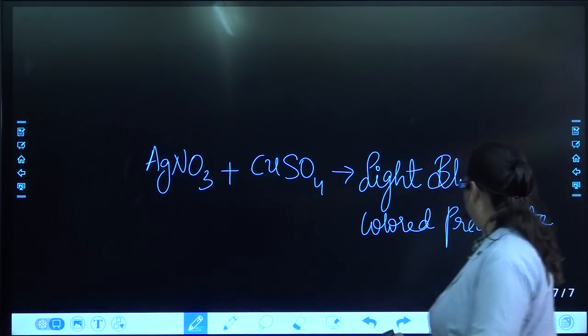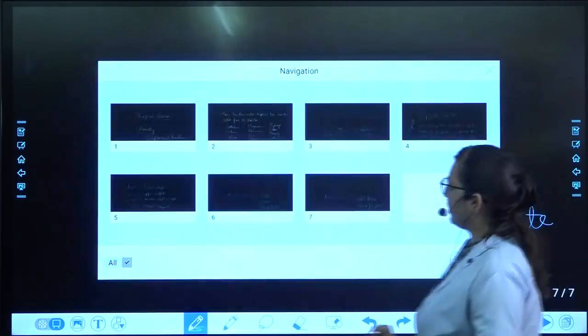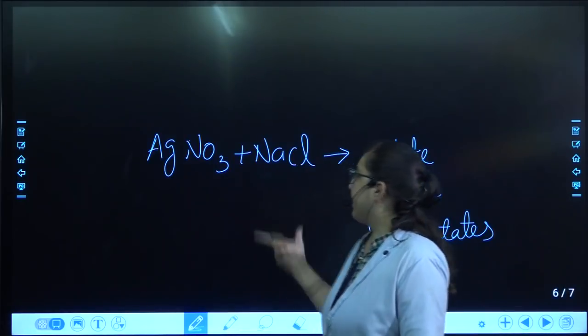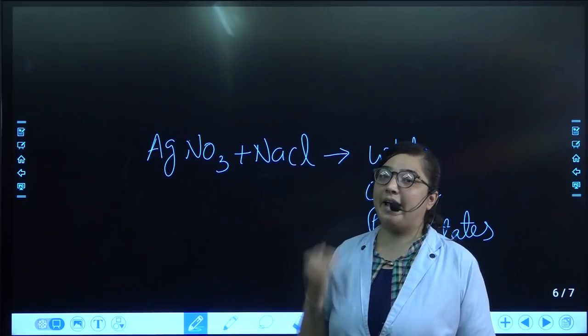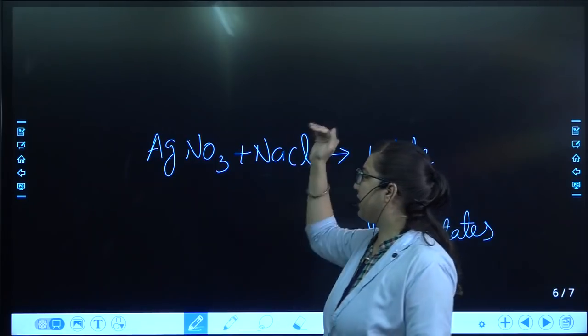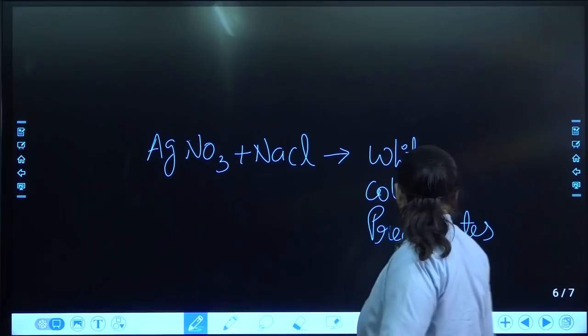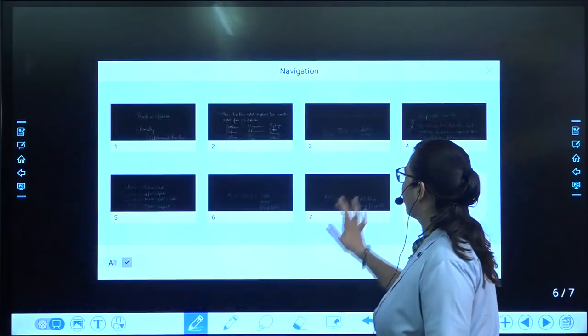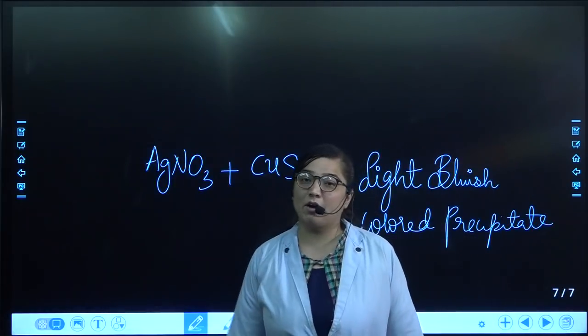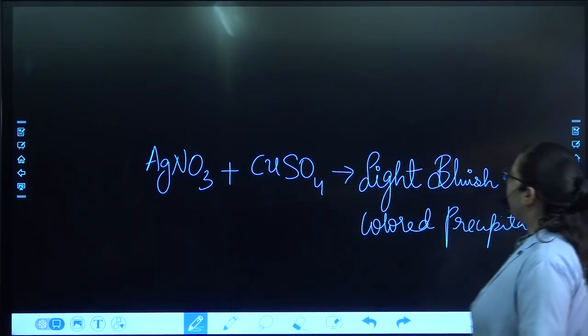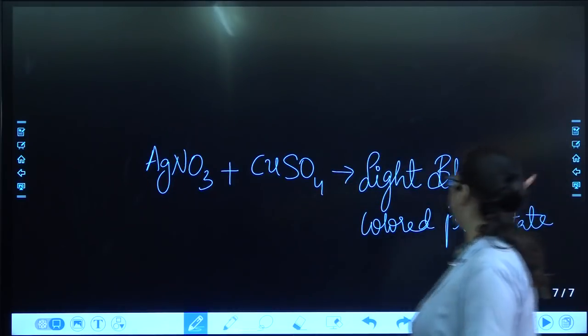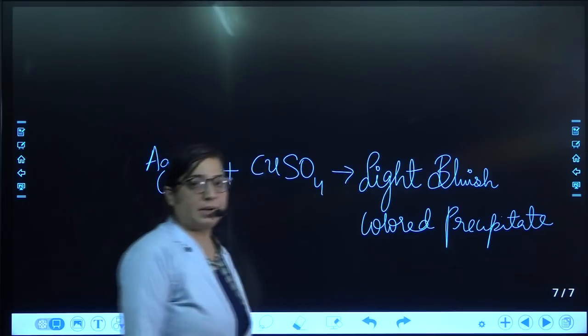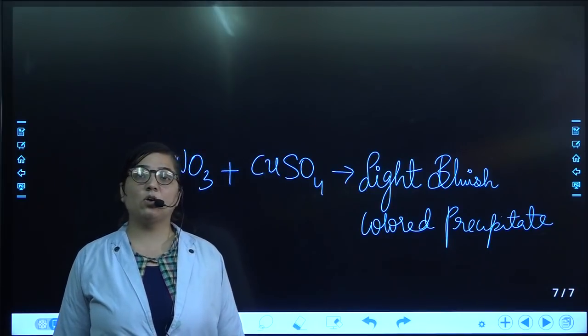First, which one did we see? We saw the first one, this, AgNO3 and NaCl. Next, now we are going to see HNO3 along with CuSO4. This one, and what will we be observing? We will be observing this, that is light bluish colored precipitate. Note it down quickly.